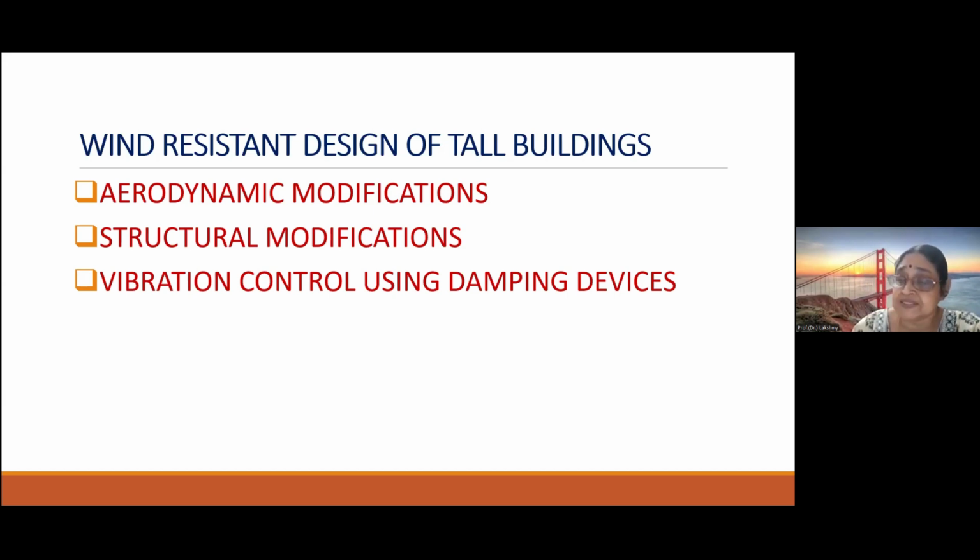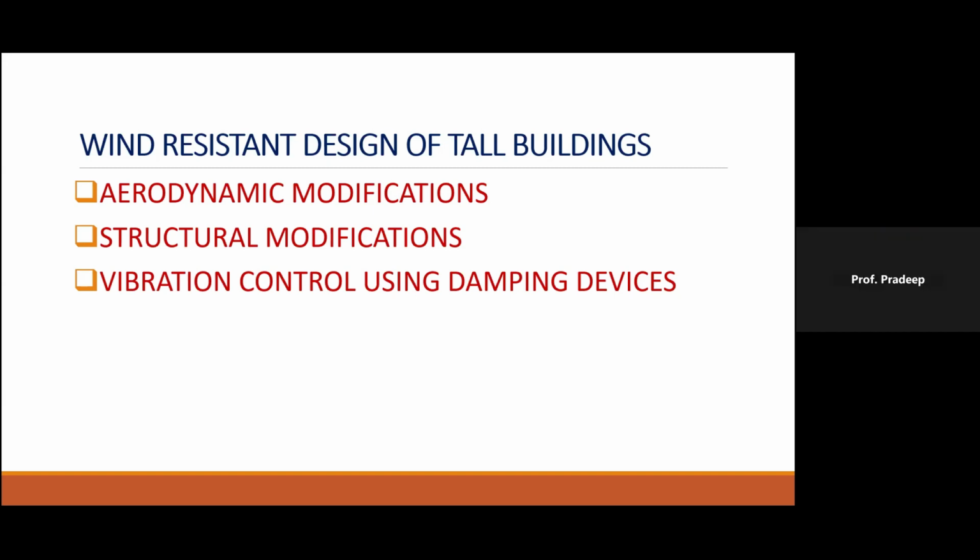Why? Because we say that we are concerned about the frequency which is lower than 1 Hertz. So if I try to make a tall building with a frequency value more than 1, maybe that is safe with respect to wind, but that will not give you a suitable solution. The reason being that it may not be an economically viable solution. Another is vibration control using damping devices.